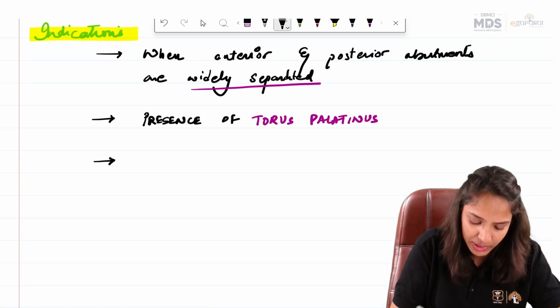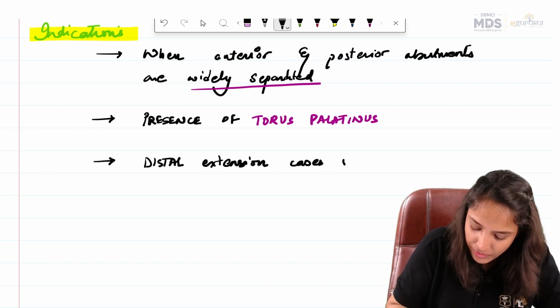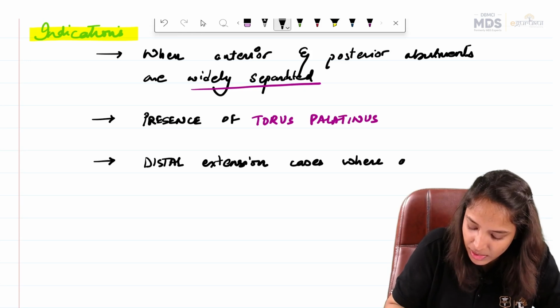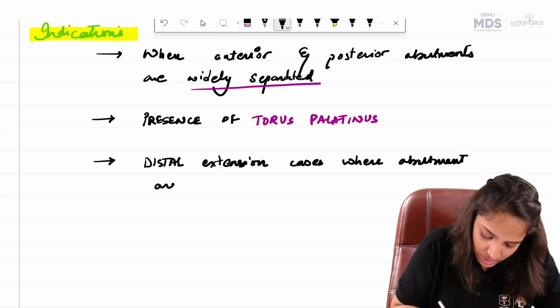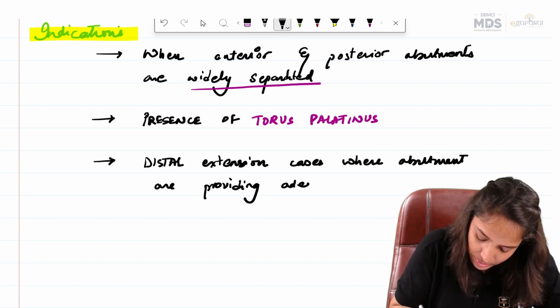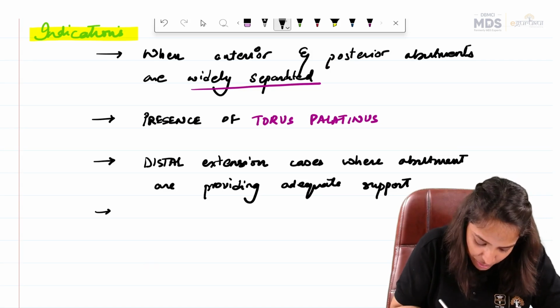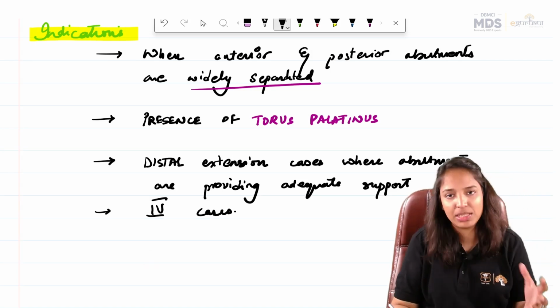Third is for, say, distal extension cases where abutments are strong, providing adequate support. It can also be used for your class 4 cases where anteriors are missing.